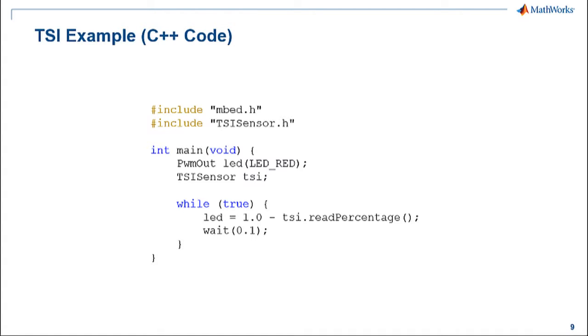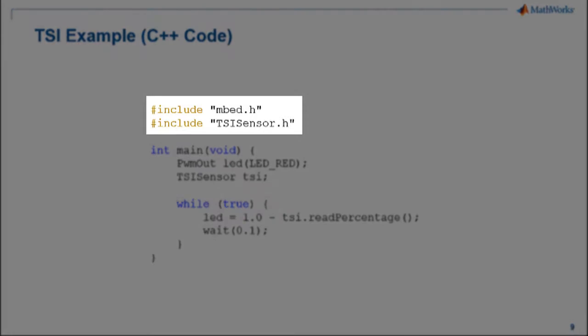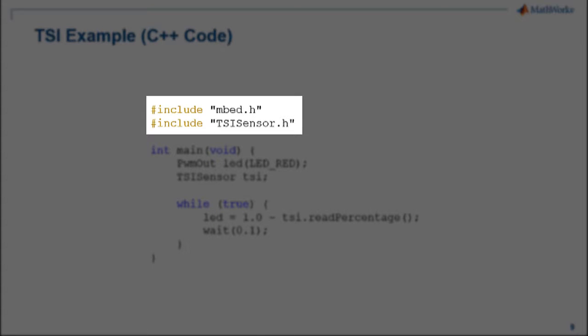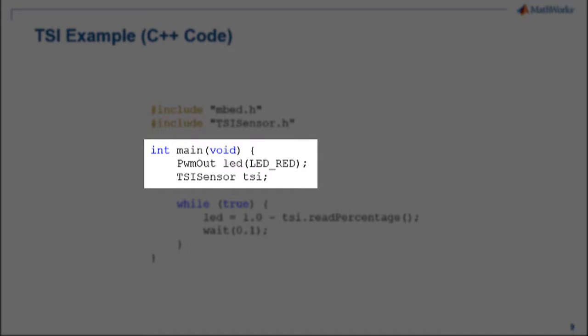Here you can see an example of the TSI class being used to blink an LED. First, the header files mbed.h and tsisensor.h are included. mbed.h is also from the mbed.org repository, but it is already included in the support package we will be using, so we do not have to worry about getting it. In the main code, a PWM object is created, which, in this case, is driving the red LED on the hardware.